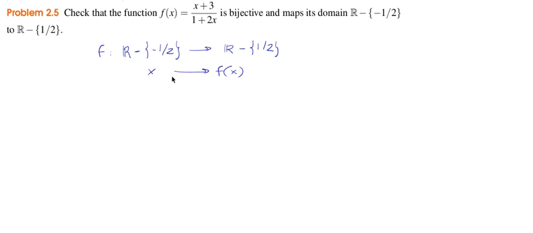First, we see that the domain of f is the reals minus 1/2. This is a rational function, and we know that the domain of a rational function is the whole real line except the points that make the denominator 0. It's easy to see that the only point that makes this equal to 0 is minus 1/2. So that's clearly the domain.